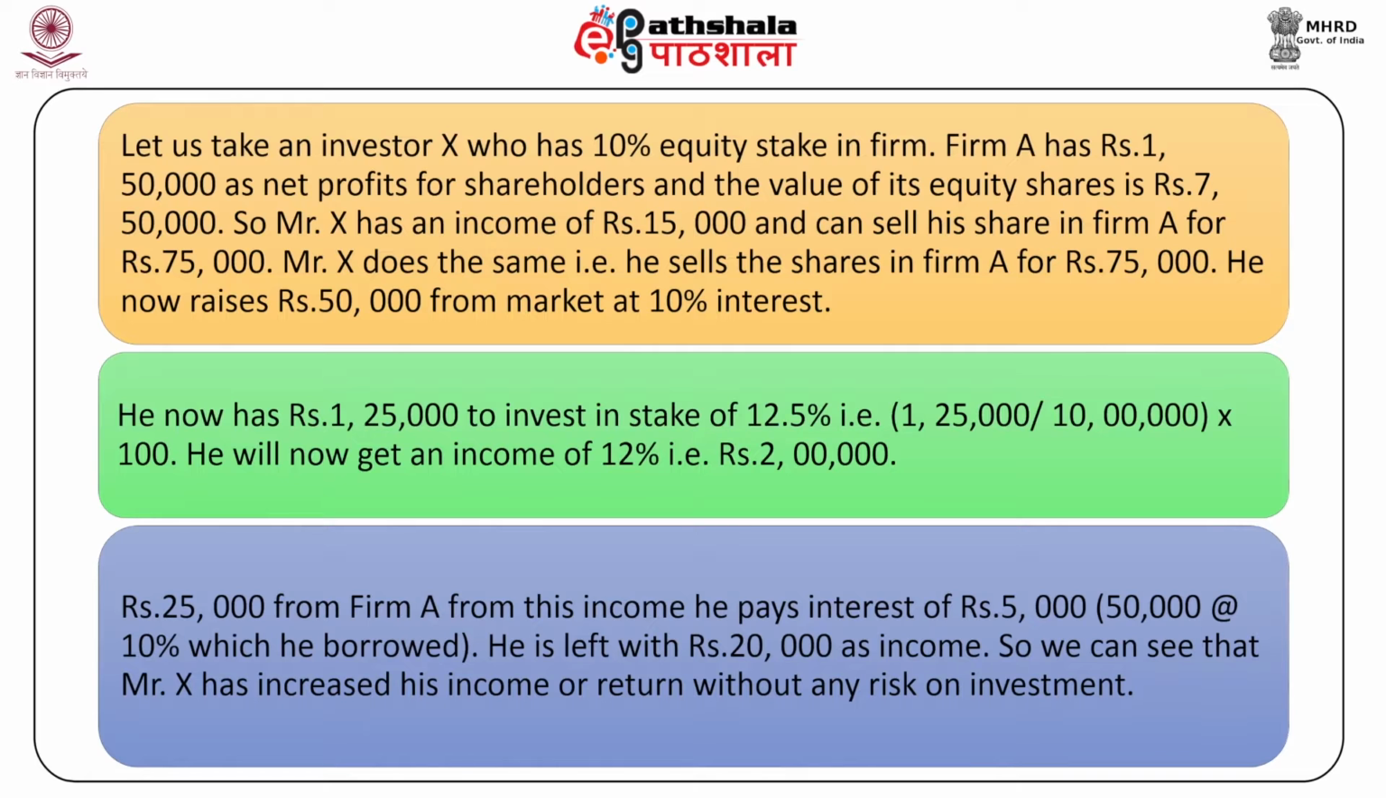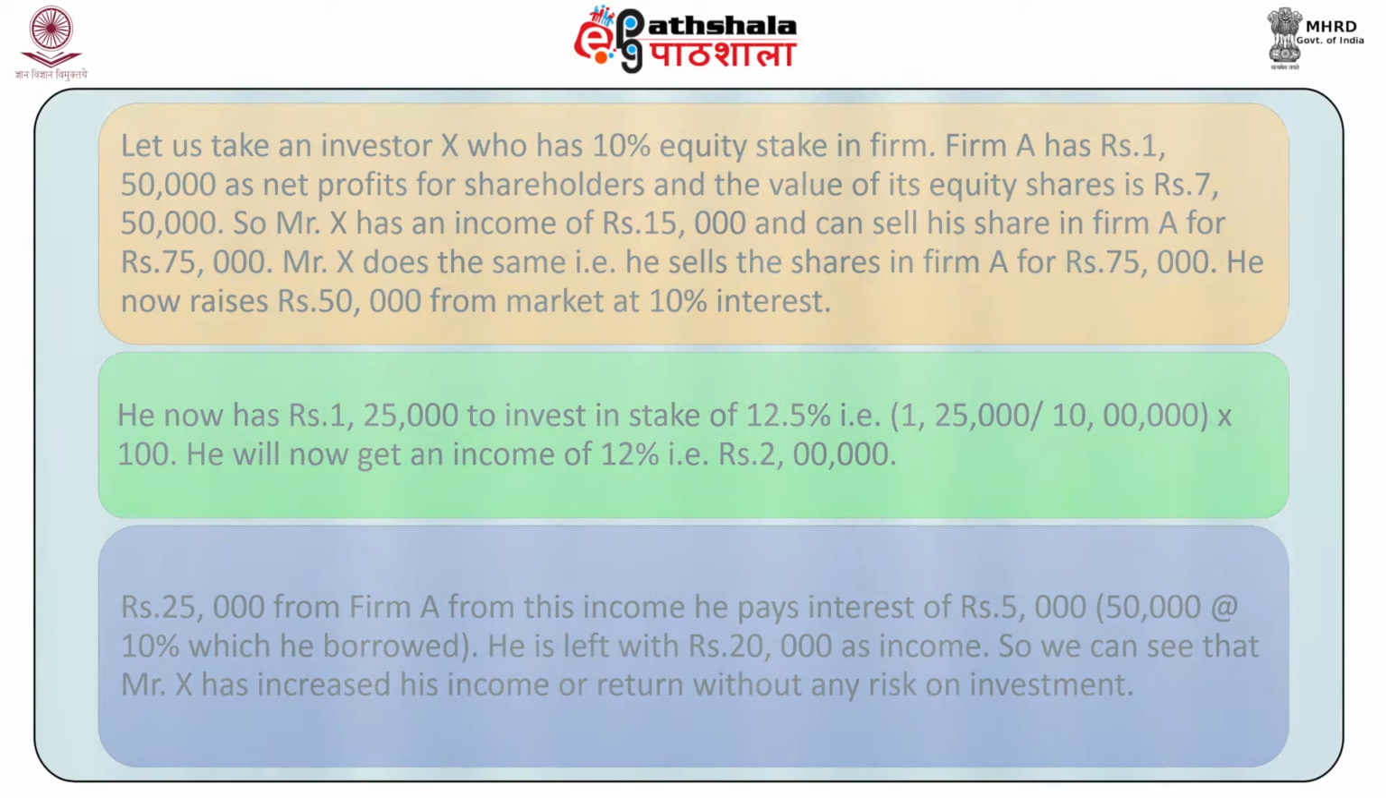He now has 1,25,000 to invest for a stake of 12.5%. That is 1,25,000 divided by 10 lakhs, which is the value of the unlevered firm. He will now get an income of 12.5%, which will be about 2 lakhs, rupees 20,000 from firm B. From this income, he pays interest of 5,000 because he has borrowed 50,000 at 10%. He is left with 20,000 as income. So we can see that Mr. X has increased his income or return without any risk on investment.